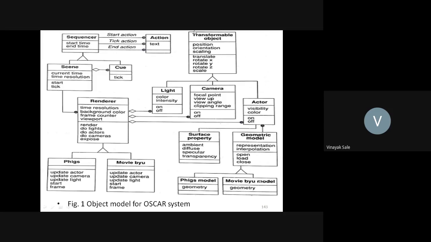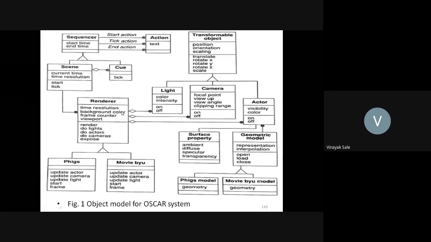Similarly, there are some transformable objects: position, orientation, scaling, rotate about the x-axis, rotate about the y-axis, rotate about the z-axis. So there are some scales. These transformable objects work with light, camera, actor. Light has color and intensity. There is an on/off option connected with render.